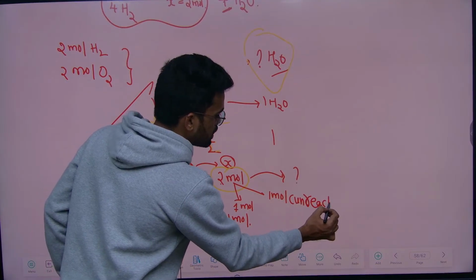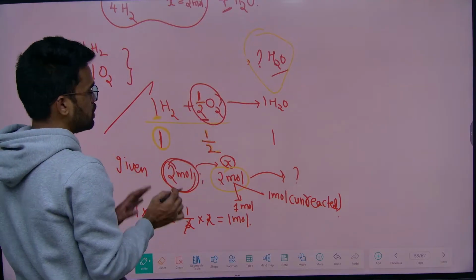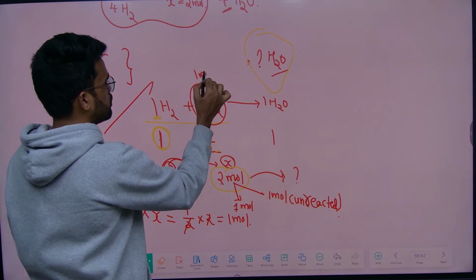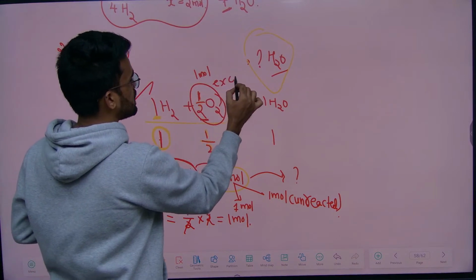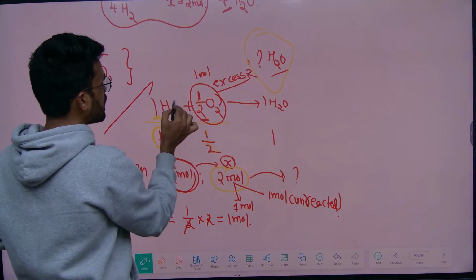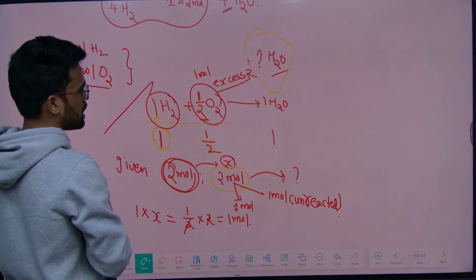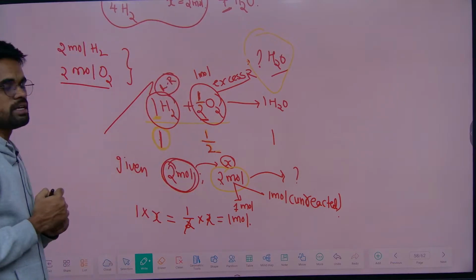So I am saying unreacted now, so you can say this is an excess quantity given. Required is only 1 mole, but they have given 2 moles of oxygen. So you can say this is the excess reagent. And this, which is completely consumed in the reaction, is called the limiting reagent.